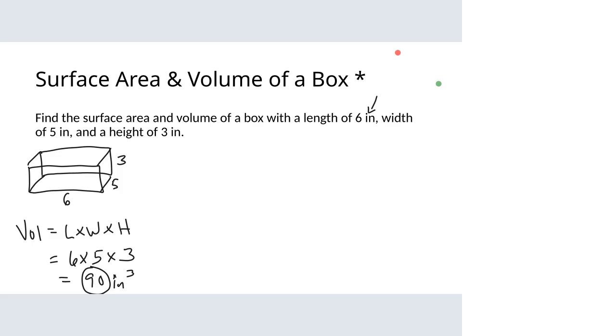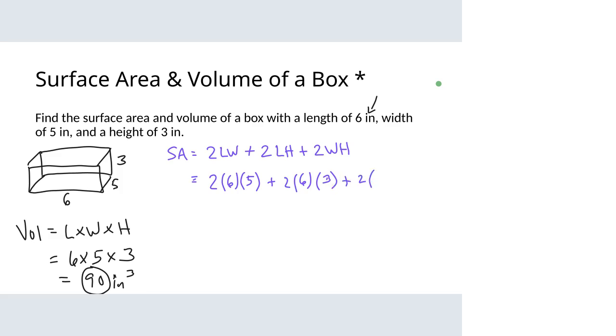The next thing we need to find is surface area. And our formula for surface area is 2 times length times width, plus 2 times length times height, plus 2 times width times height. So there's our formula. We're just going to plug in all the numbers, and then we're going to be careful with order of operations. So we'll have 2 times length times width. If you see anything that doesn't make sense or you're not sure where it came from, let me know. 2 times length times height plus 2 times width times height.